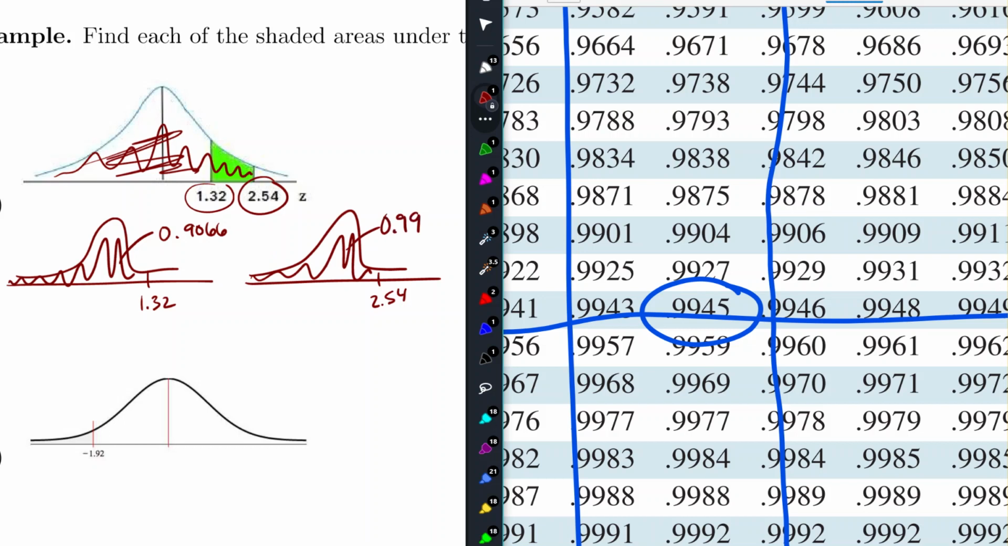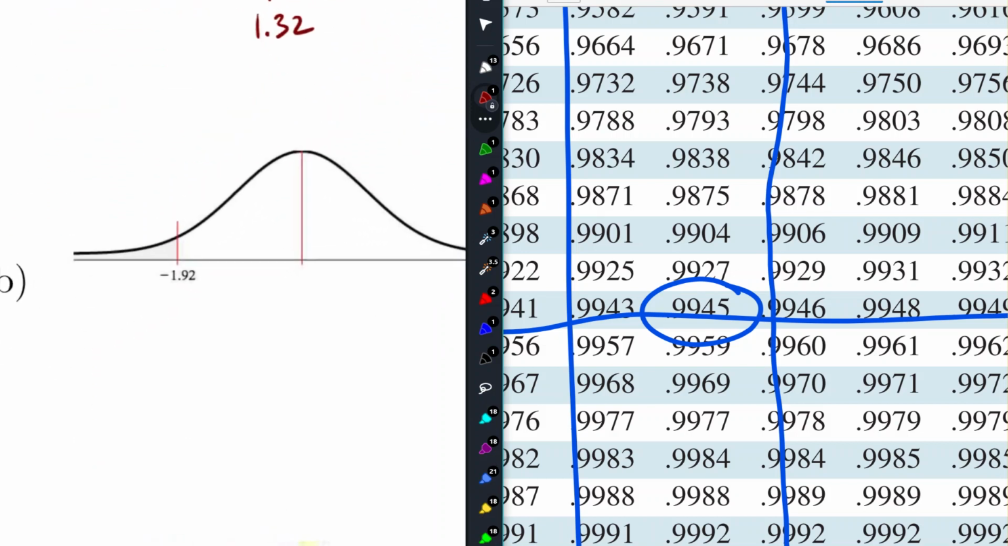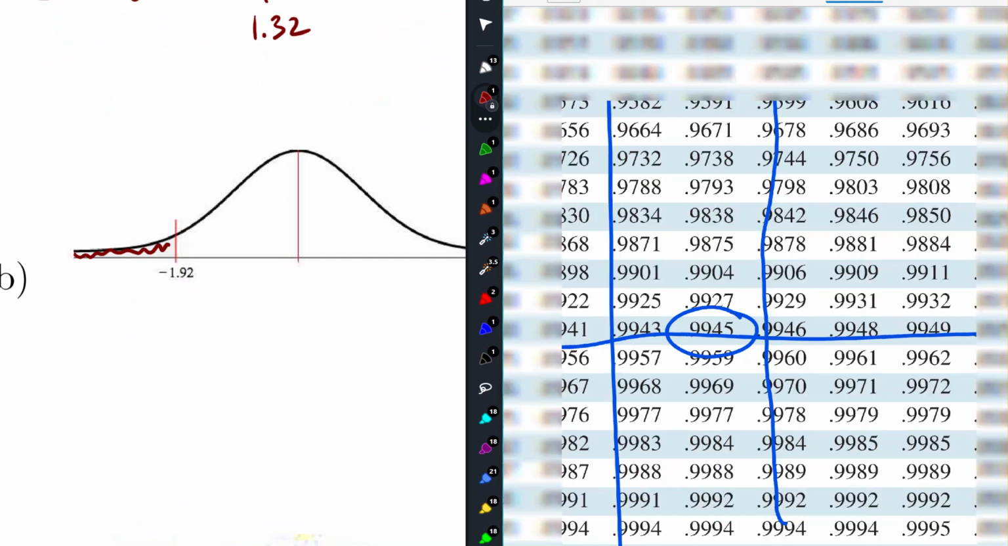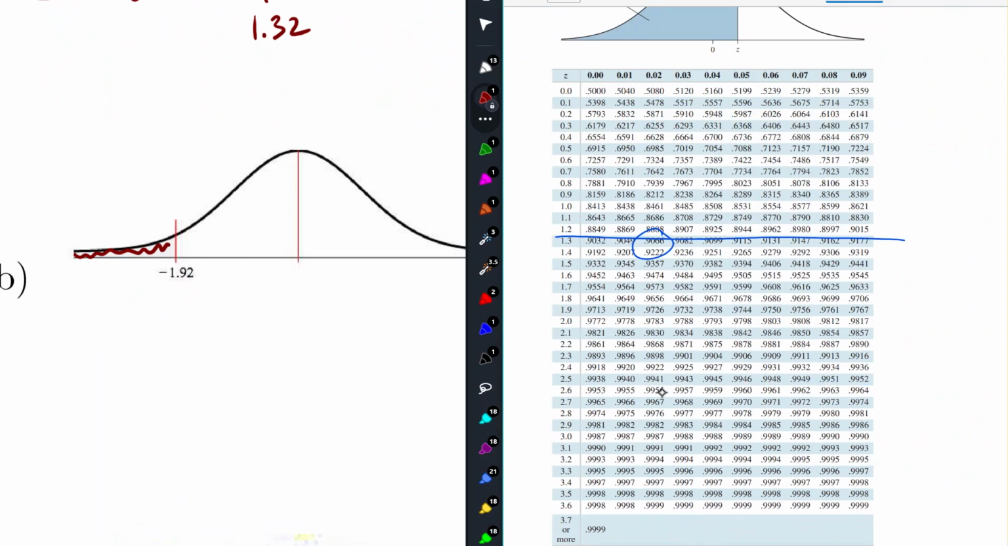And then the way we deal with in-between values is we take larger value minus smaller value, 0.9945 minus 0.9066. Type that in the calculator and you would get 0.0879. So that's our answer for part A. Let's continue on to part B. Now in part B, I'm only asked to find the value to the left of the z-score negative 1.92, so that's just a direct application of the chart and no other step needed.